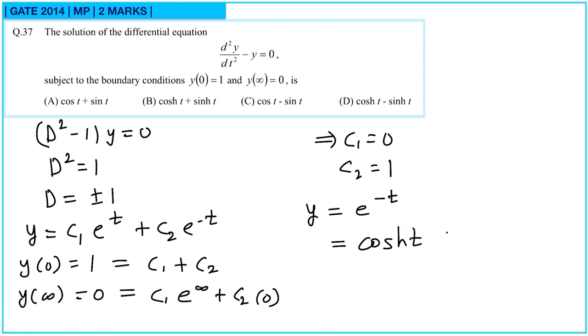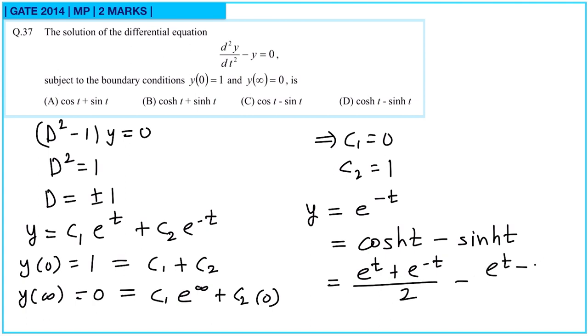And this can be written as cos hyperbolic t minus sin hyperbolic t, because cos hyperbolic t is e raised to t plus e raised to minus t upon 2, minus sin hyperbolic t which is e raised to t minus e raised to minus t upon 2. So this will cancel out and we will get, minus minus plus, 2 into e raised to minus t upon 2, that will be e raised to minus t. So option D is correct.